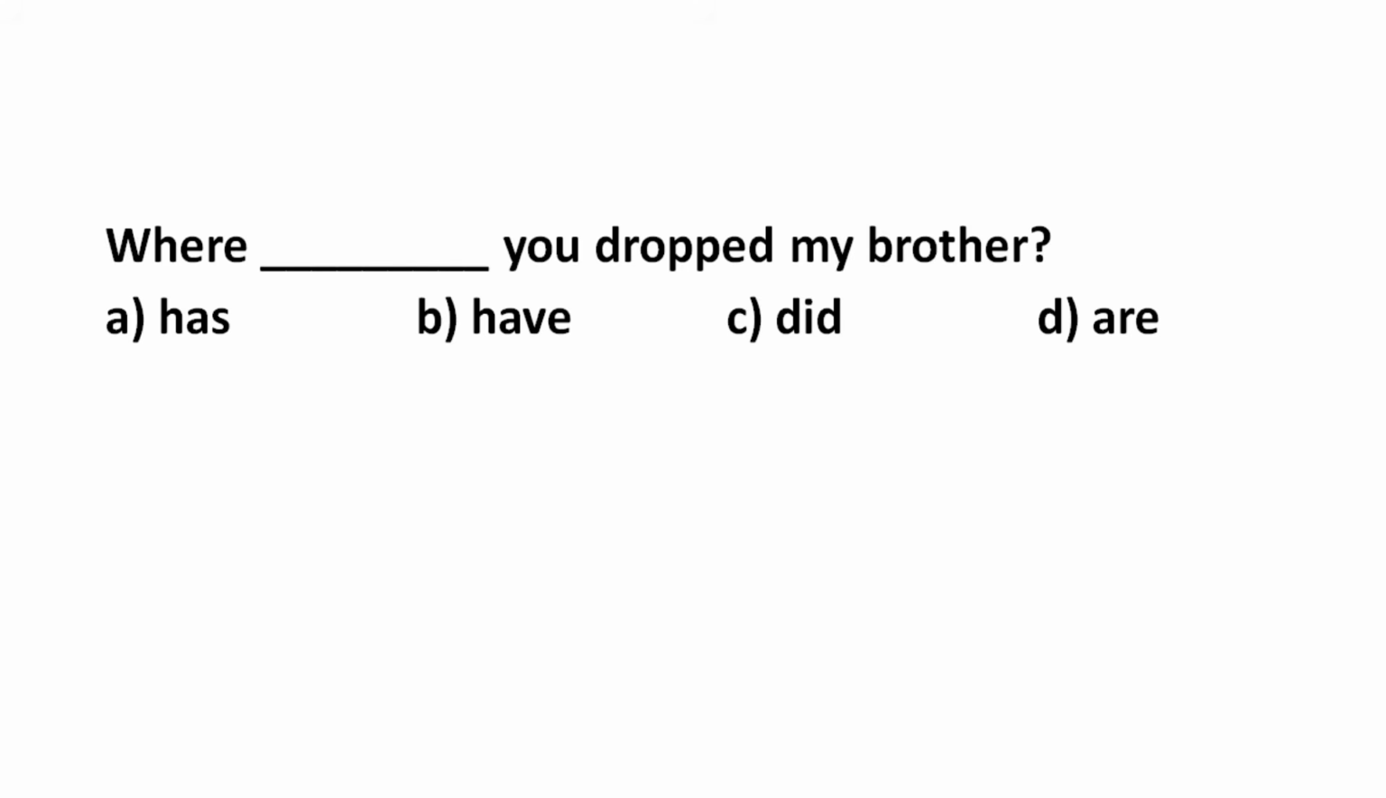Here we go with the next question. Where dash you dropped my brother? If you see this, you is the subject. Can I say has you? No, I can't. Can I say have you? I can. Can I say did you? I can. Can I say are you? I can. But do you know the verbal form of have?